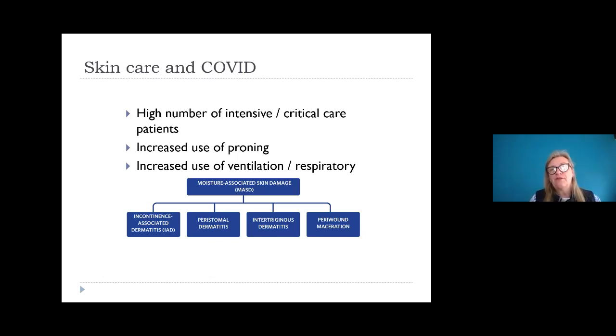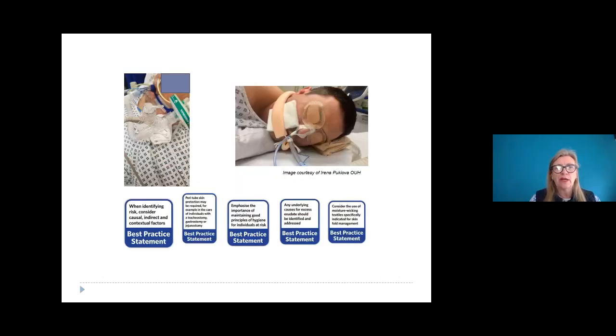And we also had the increased use of ventilation and respiratory devices during COVID. A lot of these contributed to all four of the types of moisture-associated skin damage that we saw. And primarily because a lot of these patients were incredibly unwell. So when we're thinking about these, we need to think about what the risk factors are, the causal and contextual factors. We need to look after any kind of device that goes into or onto the skin, whether that's a tube, whether that's a stoma wafer, whether it's a catheter, or whether it's a dressing. We've got to maintain the principles of good hygiene. These are really fundamental to what we do.